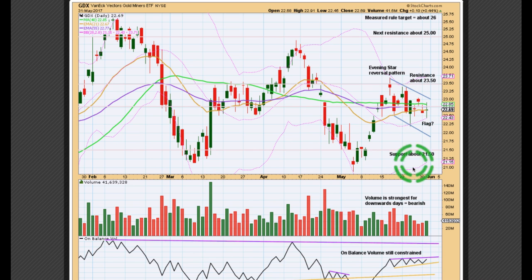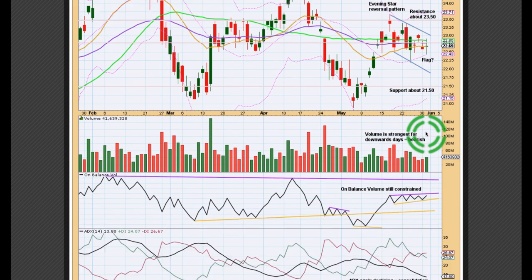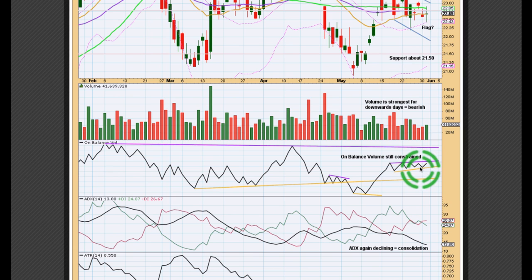During this flag pattern, moving sideways essentially with a slight downward slope, volume is strongest for downward days, which tells us it's more likely we're going to see a downward breakout that contradicts the continuation flag pattern. On balance volume is still constrained. It looked like yesterday like we might have gotten a weak bearish signal from on balance volume, but that's been negated, so I've redrawn the yellow support line here. Let's watch on balance volume very carefully again. Sometimes on balance volume breaks out of a small range prior to price breaking out, and that tells us what direction the breakout for price is going to be. So that can be quite useful. When it does that, it's usually fairly reliable.